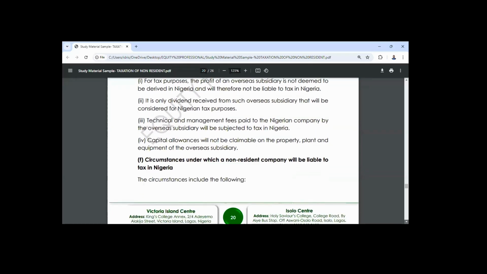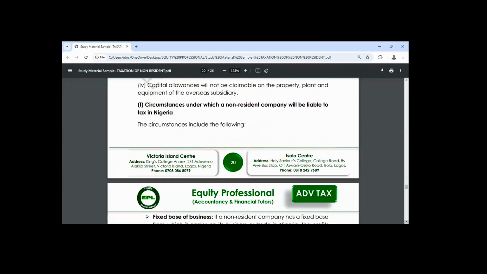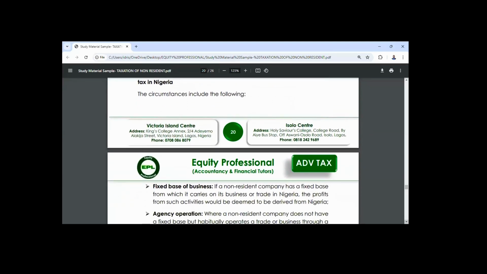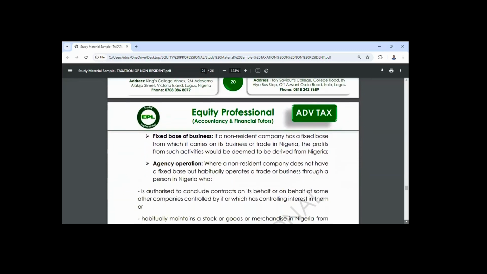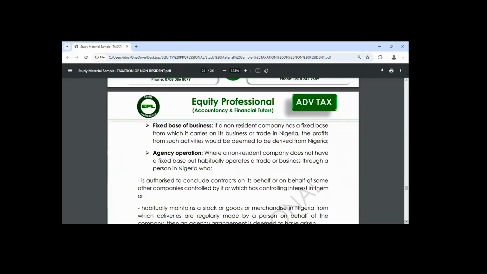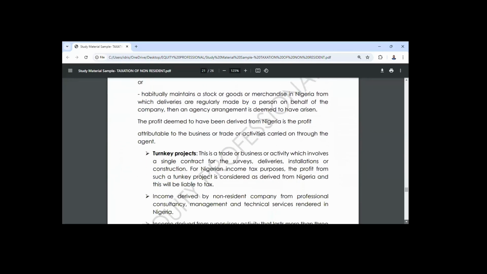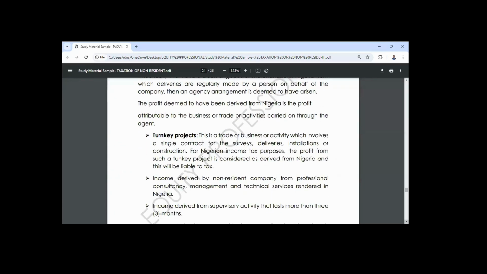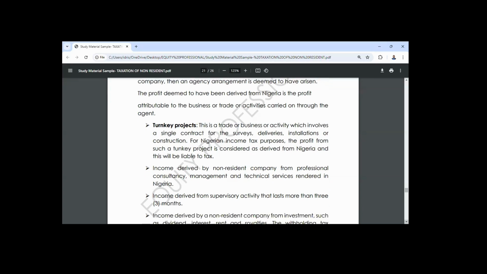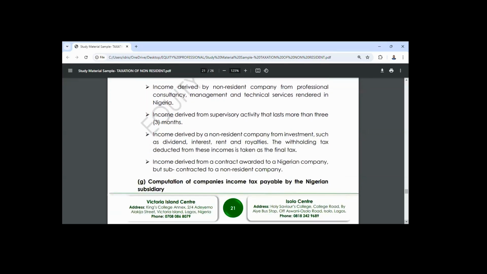Now, they say, what are the circumstances where income of a non-resident company will be liable to tax in Nigeria? I mentioned that. Number one, when the non-resident company has a fixed base in Nigeria. Number two, when the non-resident company derives income through dependent agency operation in Nigeria. Number three, when they derive income from turnkey projects. Number four, when they derive income from professional consultancy, management, and technical service rendered in Nigeria. Another one, when they derive income from investments.